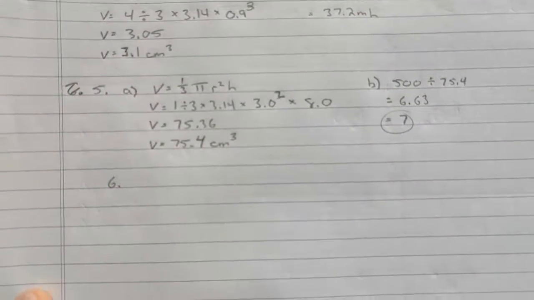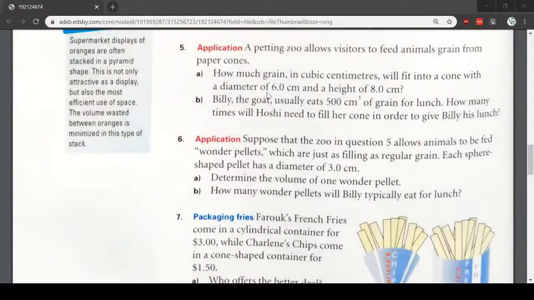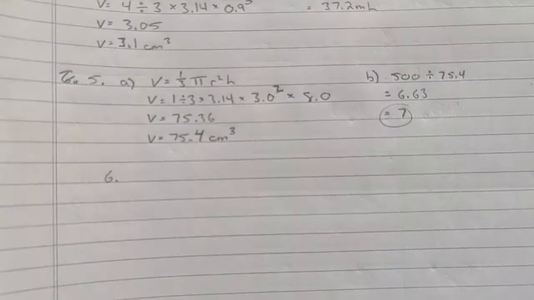If we go back to the questions here, number 6 says, suppose the zoo in question 5 allows animals to be fed wonder pellets, which are just as filling as regular grain. Each sphere-shaped pellet has a diameter of 3 centimeters. Determine the volume of one pellet, and then how many pellets will Billy typically eat for lunch.